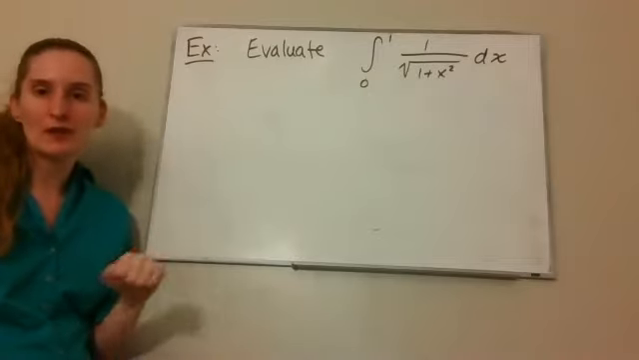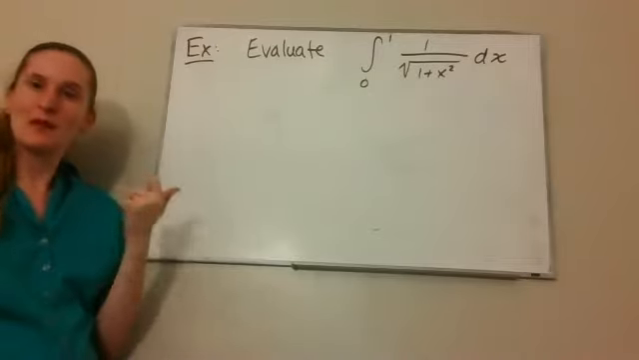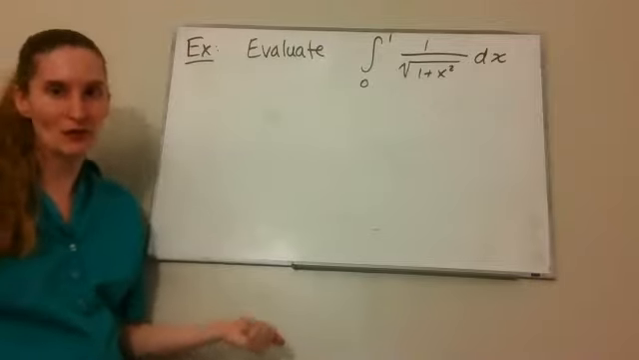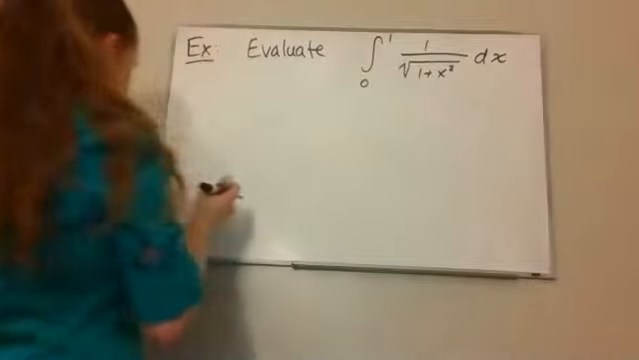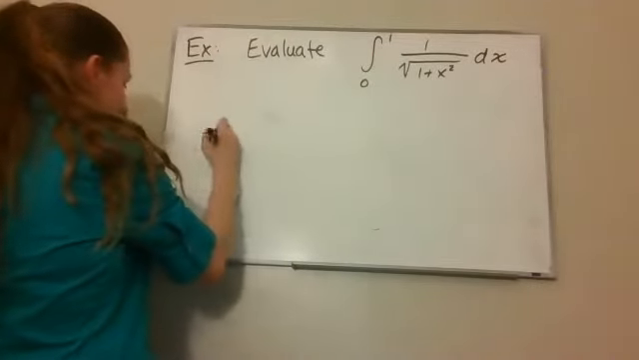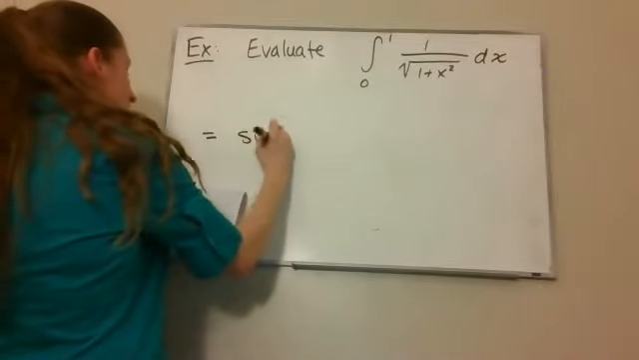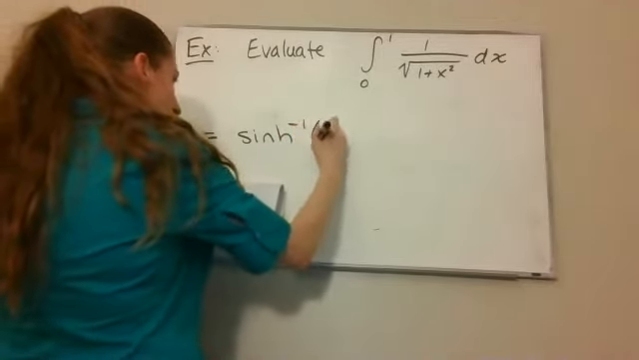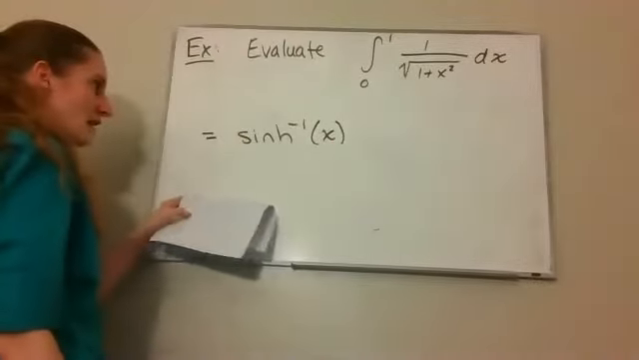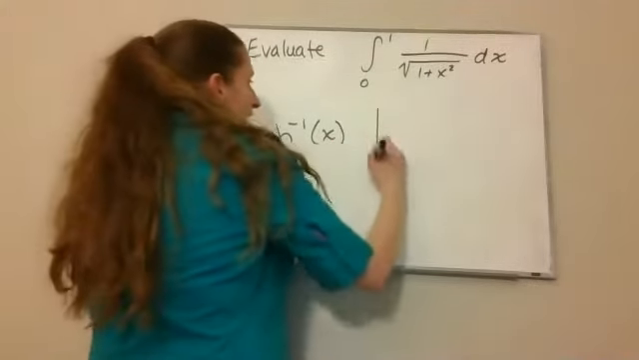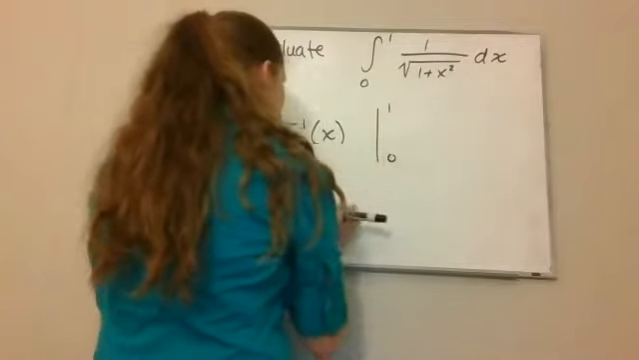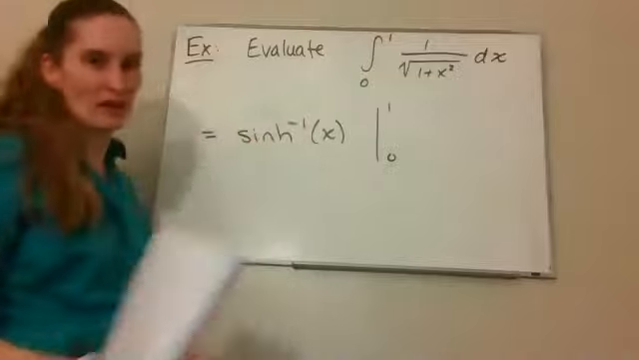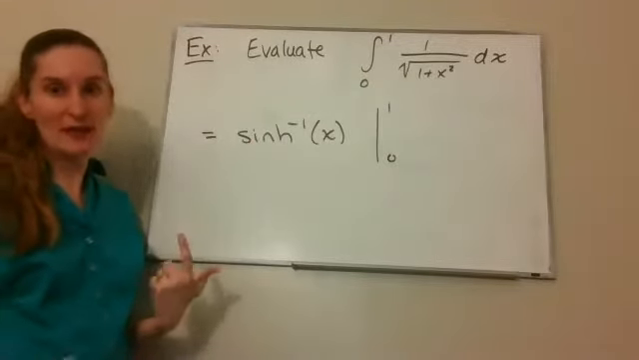That 1 over the square root of 1 plus x squared, that was the result of one of the derivatives of our hyperbolic inverse functions. In fact, it happens to be the hyperbolic sine inverse. So I know the antiderivative of that 1 over square root of 1 plus x squared is hyperbolic sine inverse of x. And I need to evaluate this at 1 and 0. Now you would think, well, just plug in a 1 and plug in a 0 and we're done, but we can do better than that.